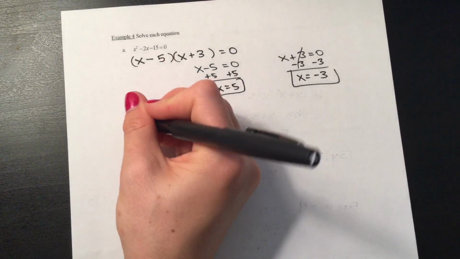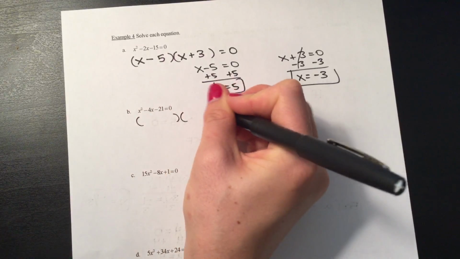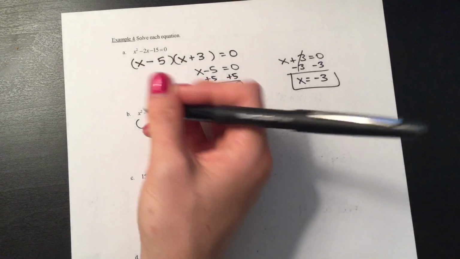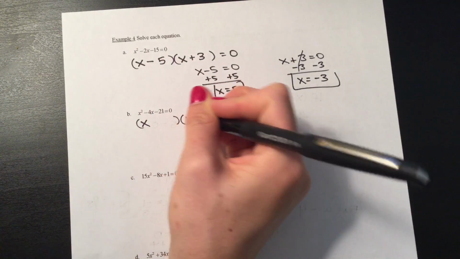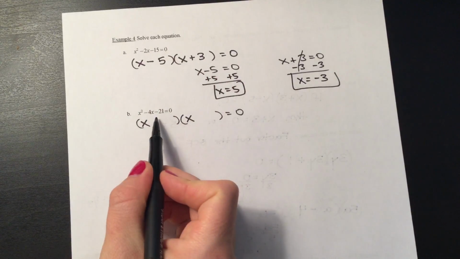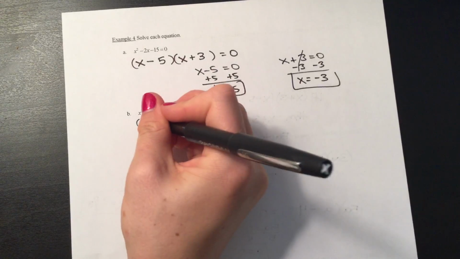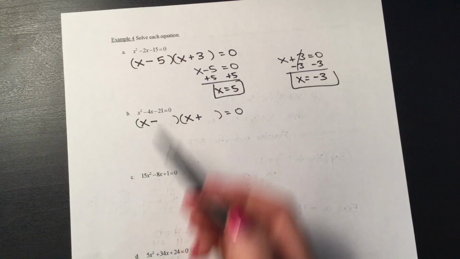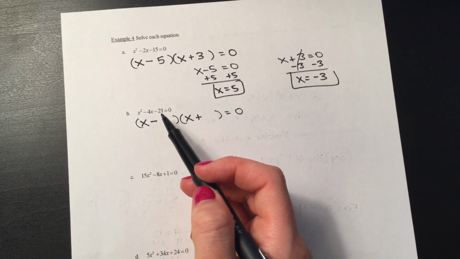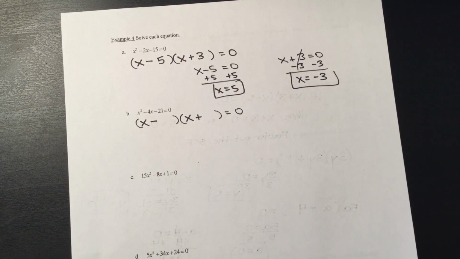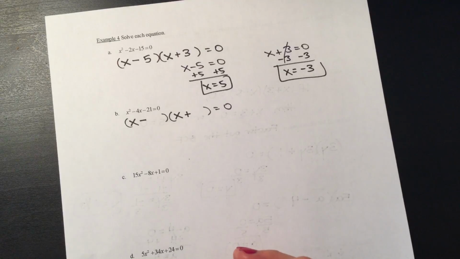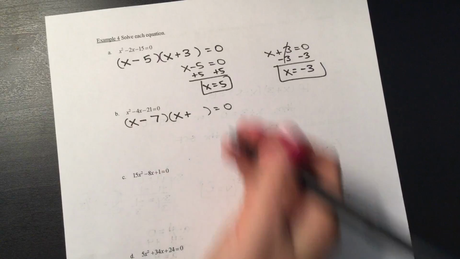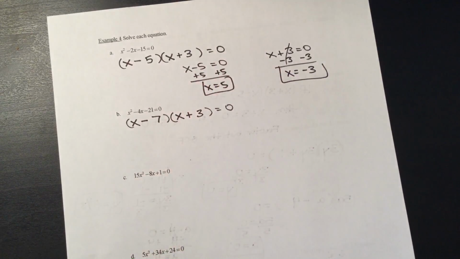This is just an x squared, so I know I'm just going to have two sets of parentheses. There's no GCF among these three terms. So the only way to get an x squared is x times x. I'm multiplying to a negative 21, so I know one of these will be negative, one of them will be positive. And I'm trying to multiply to a negative 21 and add to a negative 4. Okay, so 21 is 7 times 3. So that would be a negative 7, because the 4 is negative, and a positive 3.